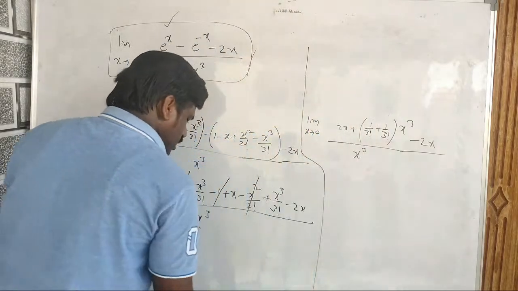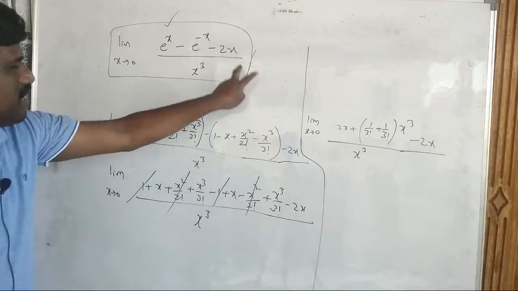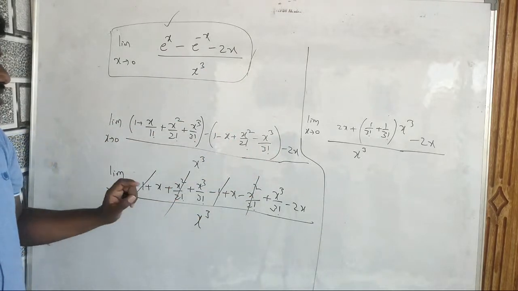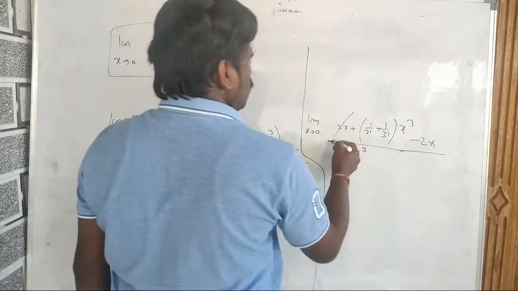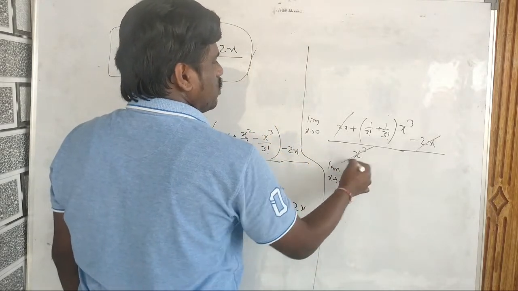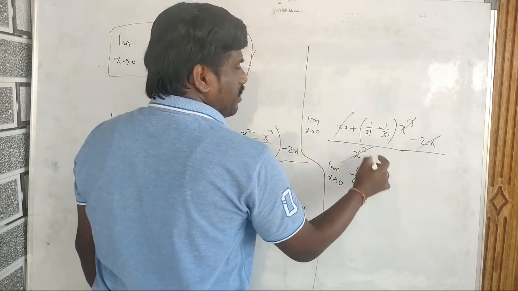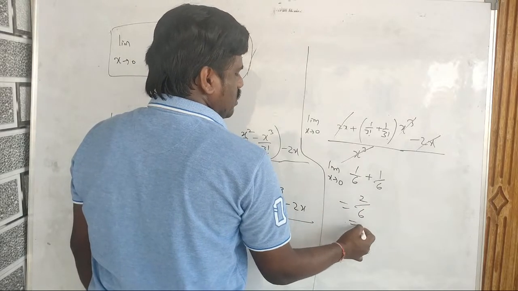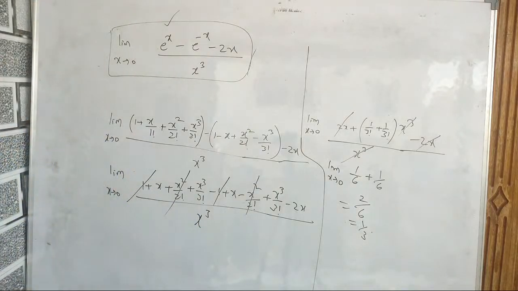See what I have done here. The e power x expansion, the e power minus x expansion, and minus 2x by x cube I kept. Then I open the bracket, it cancels out. Then x plus x is 2x, and 2x minus 2x cancels out. Limit x tending to 0, x cube cancels out. 1 by 3 factorial means 1 by 6. So the answer is 2 by 6, that is equal to 1 by 3. So you got 1 by 3. See, in both cases you got 1 by 3.